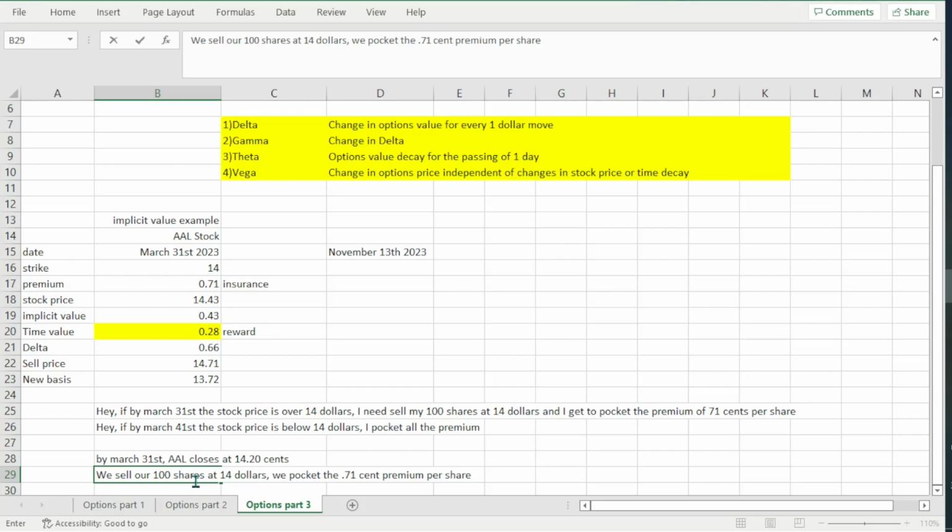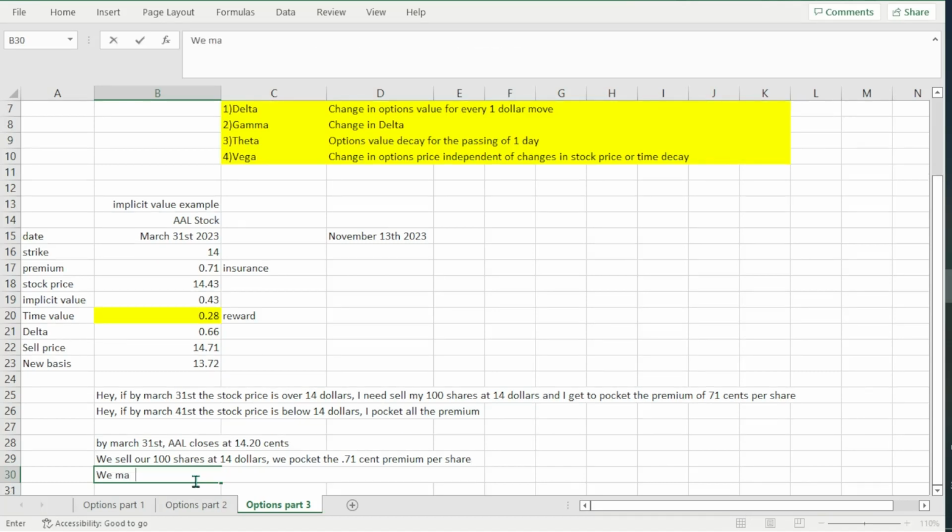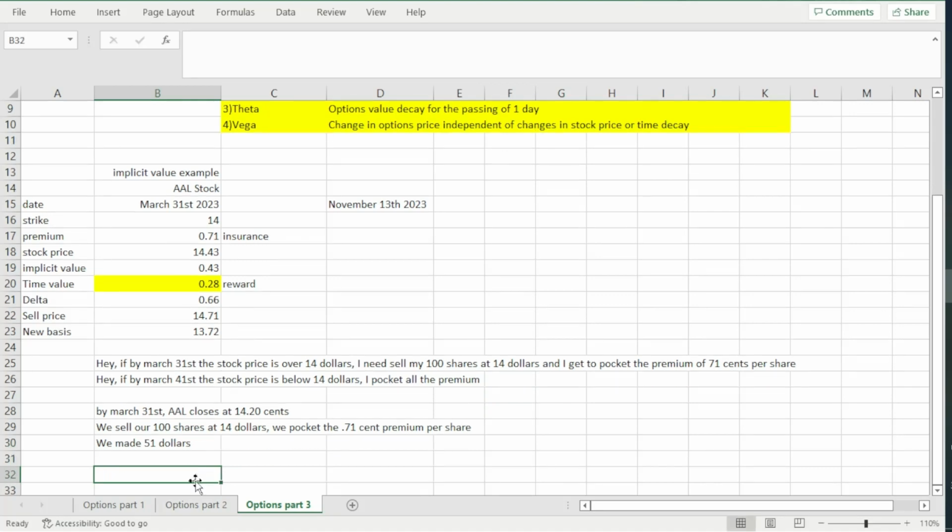Okay, so what is the difference between $14.71 and $14.20? That's 51 cents. So if we're multiplying this by 100, we made $51, okay? That's how that works out. Now, what if there's a different scenario, okay?